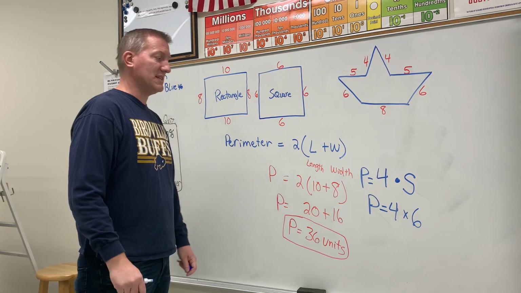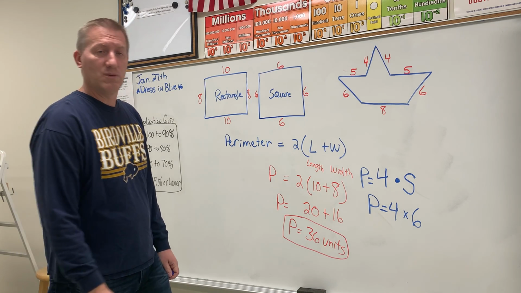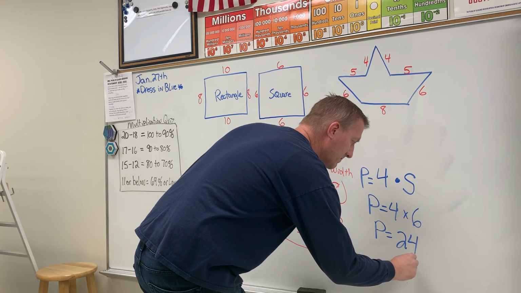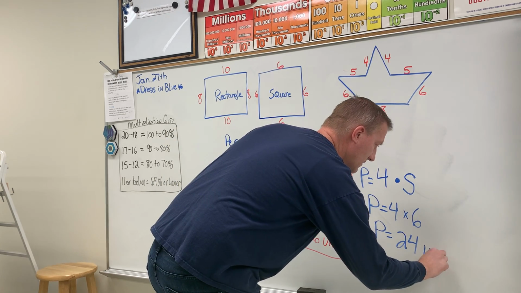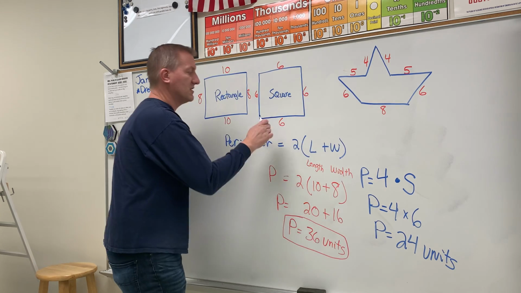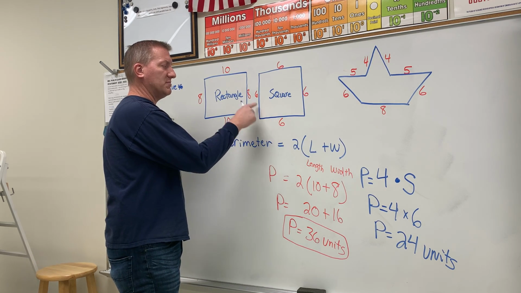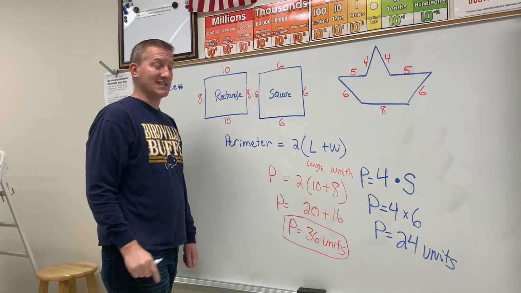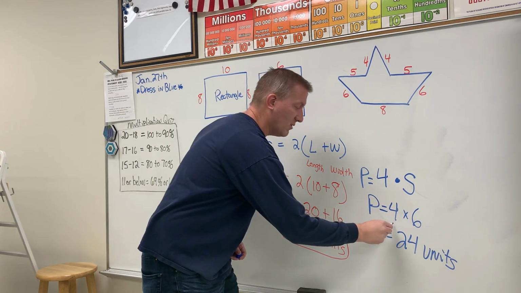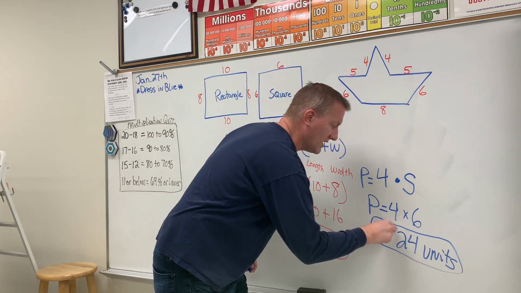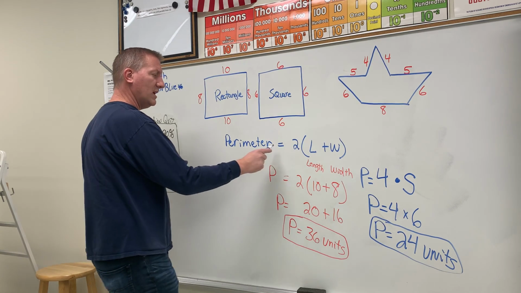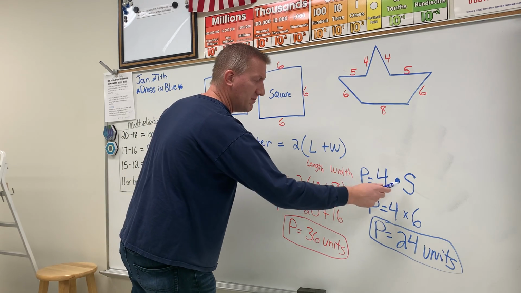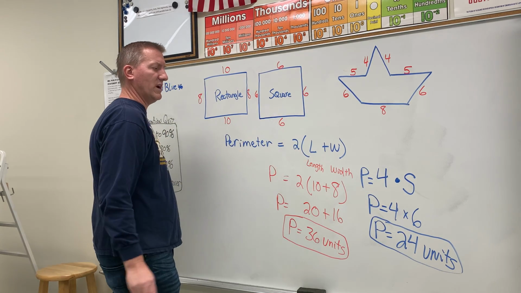So P equals 4 times 6. So the perimeter equals 24 units. Is this 24? If you add them all up, 6 plus 6 is 12, plus another 6 is 18, plus another 6 is 24 units. So it works out. The formulas work. There are 2 different formulas: one is the perimeter of a rectangle, and then you have the perimeter of a square.